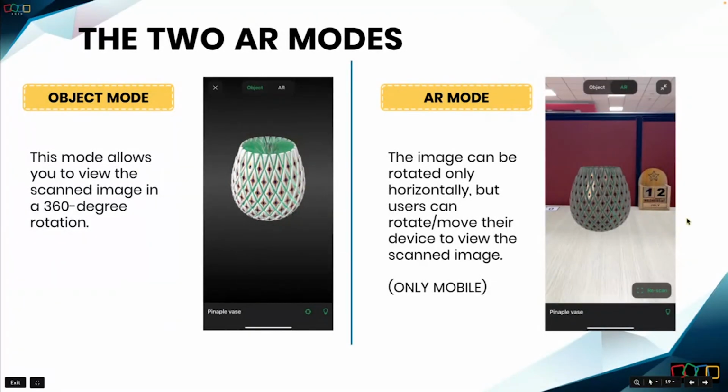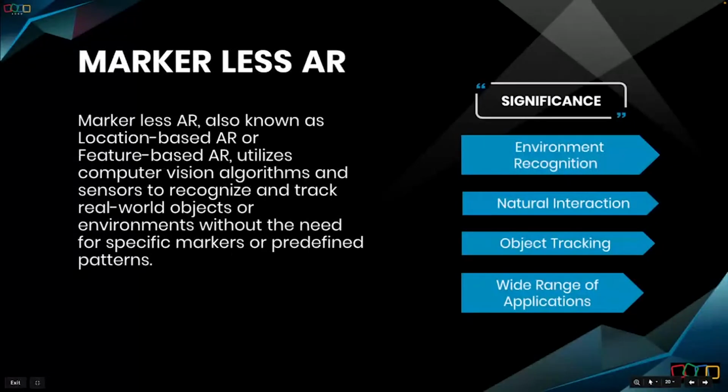Now, let's get back to the types of AR in Zoho Creator. Coming to the markerless AR, markerless AR tracks and recognizes real world features which enables the virtual content to be placed accurately without the need for any physical markers. So, without physical markers, markerless AR uses computer vision to identify and align virtual objects with the surrounding environment.